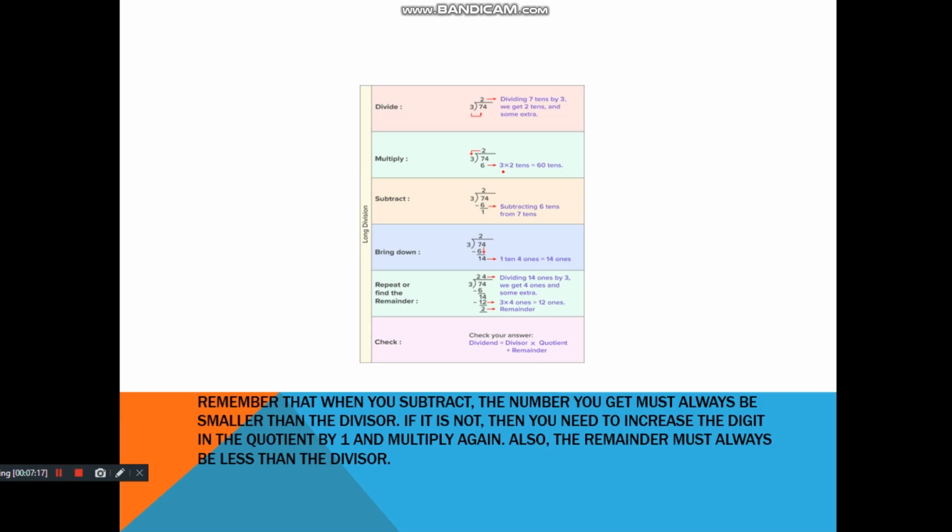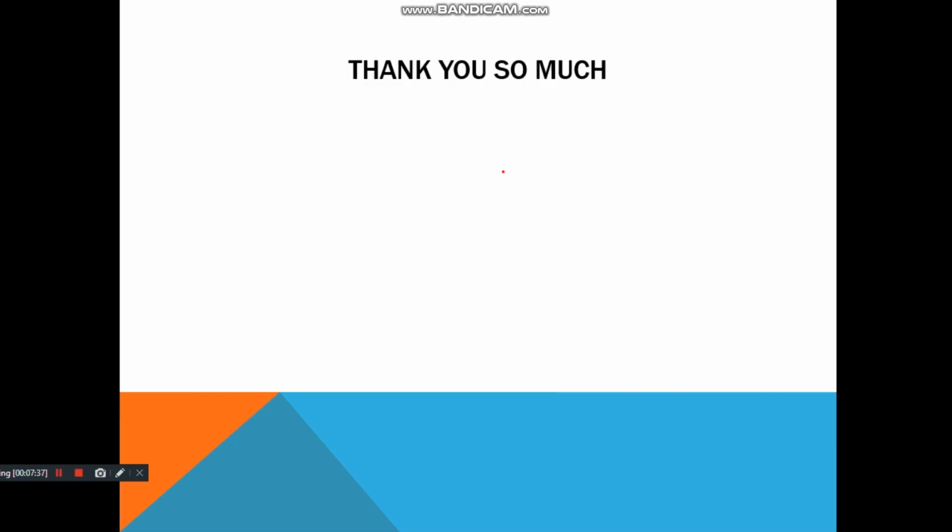I hope it's clear to you. You can see this is just an example for you. Remember that when you subtract, the number you get must always be smaller than the divisor. If it is not, then you need to increase the digit in the quotient by 1 and multiply again. Also, the remainder must always be less than the divisor.